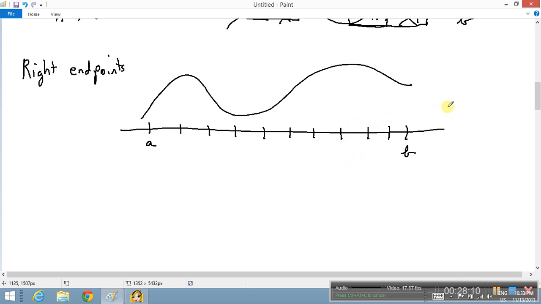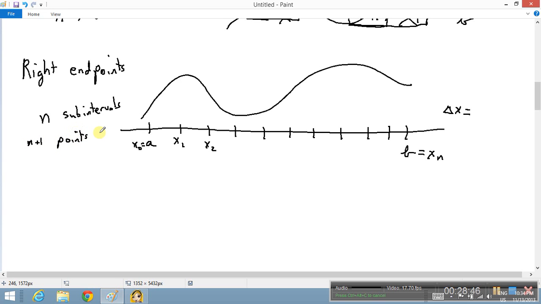So each one of them is delta x, and we calculated delta x. If there are n subintervals, then the points are a equals x sub 0, the next one's x sub 1, the next one's x sub 2, and so on, and b will be x sub n. So there will be n subintervals and n plus 1 points.